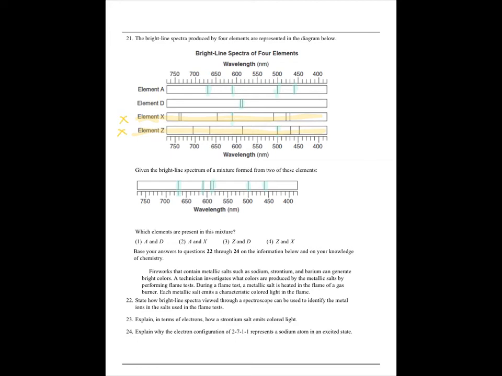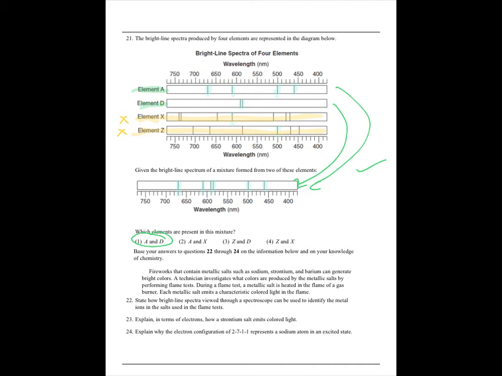But if you look at element A and D, all of their bands are highlighted and matched with the mixture. So if they all match for a single element, then they're present in the mixture. So these 2 are in there. So it's A and D, choice 1.